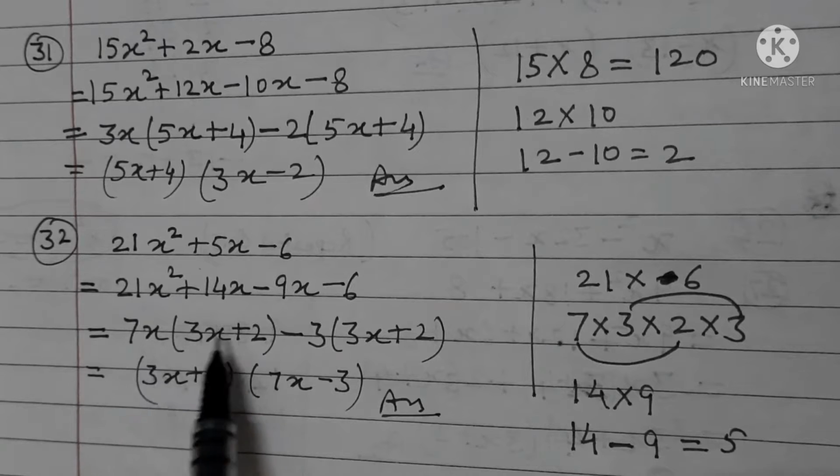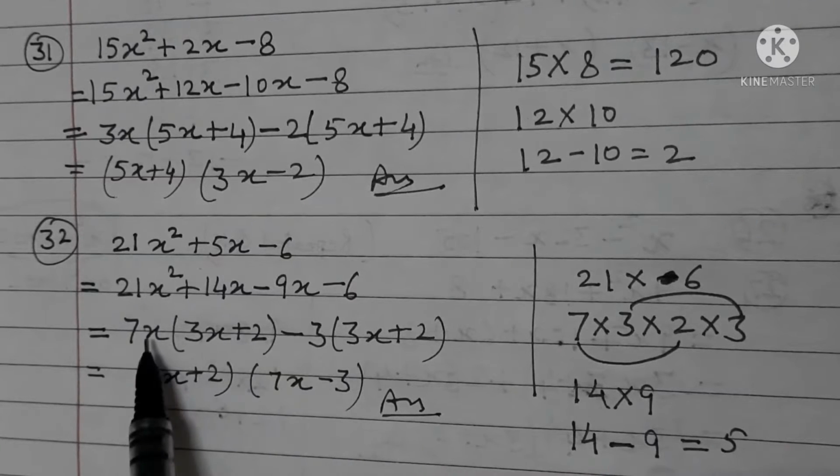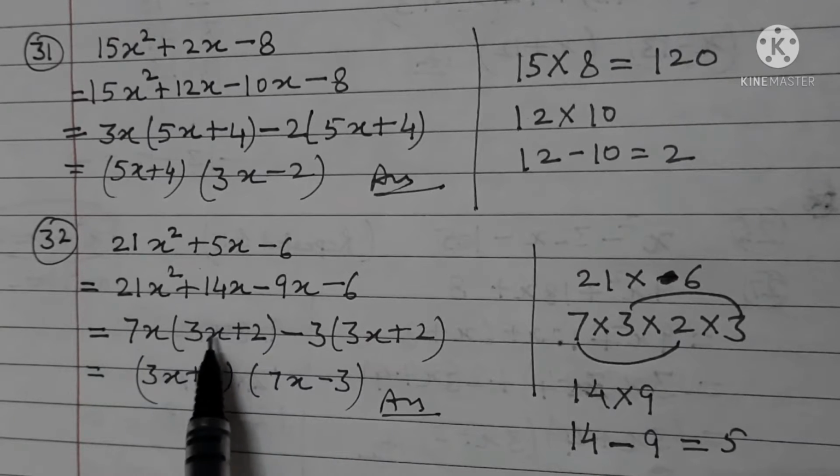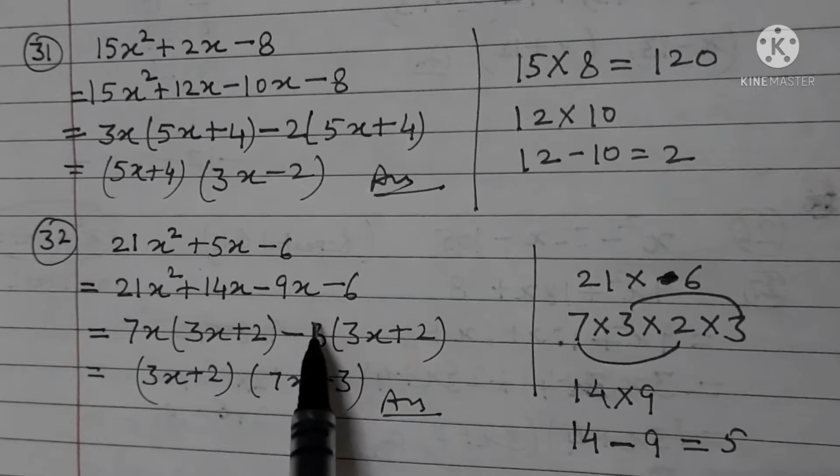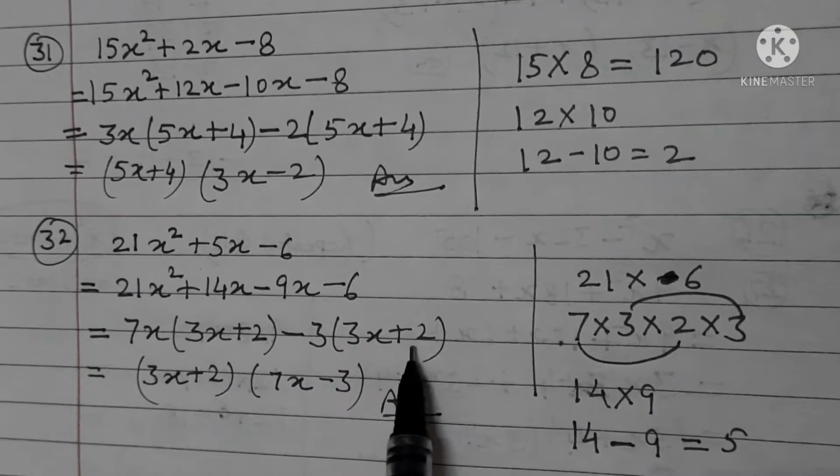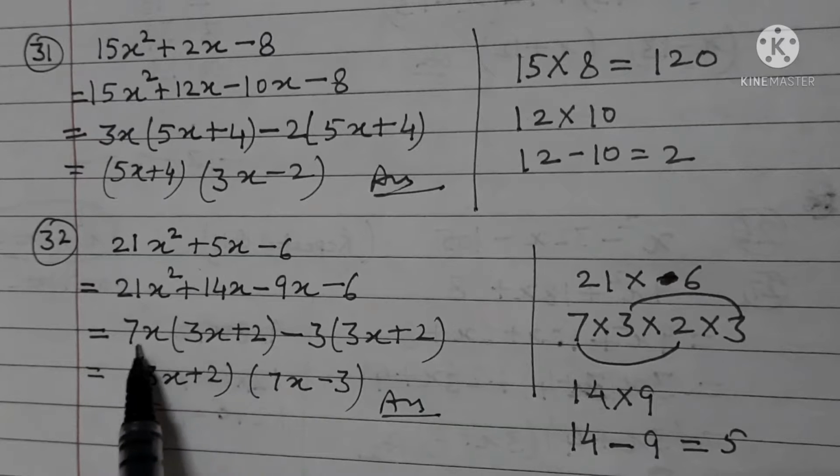Now look at the solution. Here take 7x common and 3x + 2 in the bracket, minus common, 3 common, and 3x + 2. 3x + 2 is common, so 7x − 3 is the other factor.